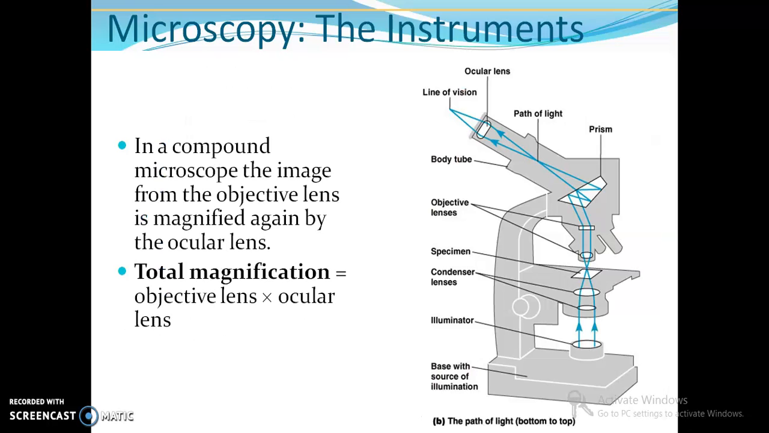We are all well aware of the compound microscope from your first year. In a compound microscope, the image from the objective lens is magnified again by the ocular lens. So the magnification is calculated by multiplying the objective lens by the ocular lens. The compound microscope has the line of vision, ocular lens, path of light, prism, body tube, objective lenses, illuminator, base, specimen holder and many other parts.